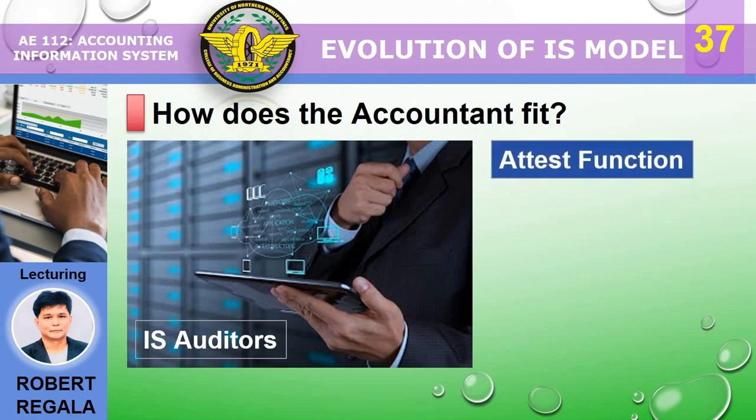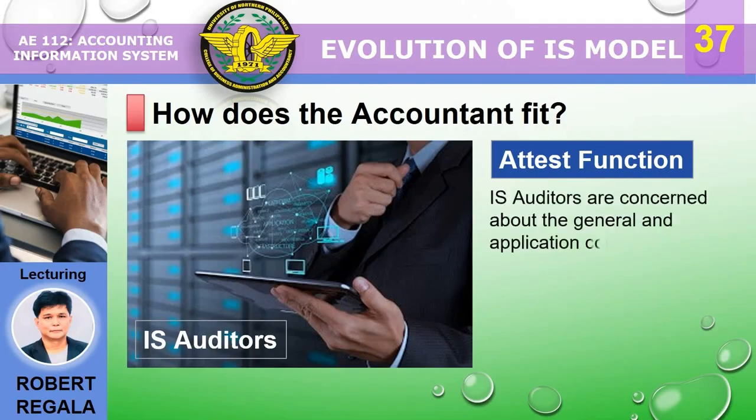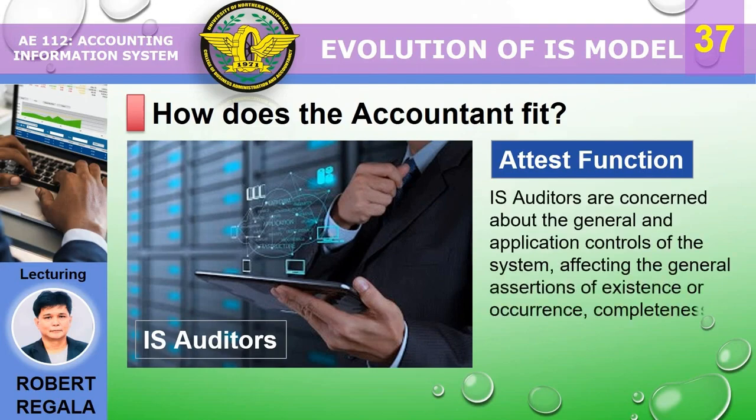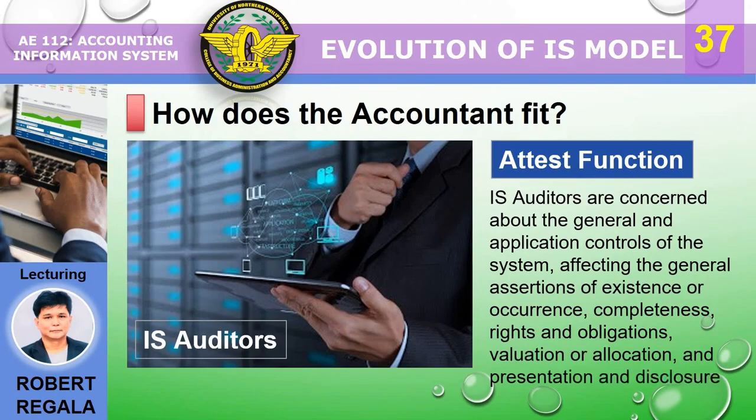Auditors form their opinion based on a systematic process, following a set of auditing standards. As auditors of the information systems that generate the financial statements, accountants are concerned about the general and application controls that are built into the system, which affect the general assertions of existence or occurrence, completeness, rights and obligations, valuation or allocation, and presentation and disclosure.